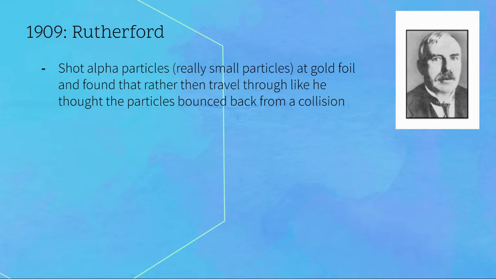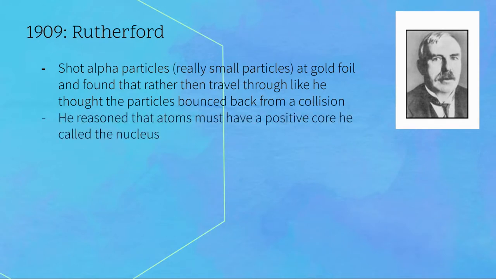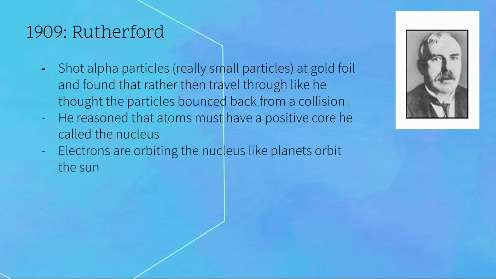And theoretically, all of these particles, since they're so tiny, should travel through it and there should be no issues. But what he found, because he had all this fancy equipment, is that sometimes when he shot an alpha particle, it actually bounced back from hitting something. So he reasoned that instead of it being a positive mass that the electrons are in, it's actually a very dense core. Instead of it being all around, there's just this really tight core in the center and the electrons are outside of it. He called that core the nucleus. And he said the electrons are orbiting it much like the planets orbit the sun. So we sometimes call his theory the planetary model.